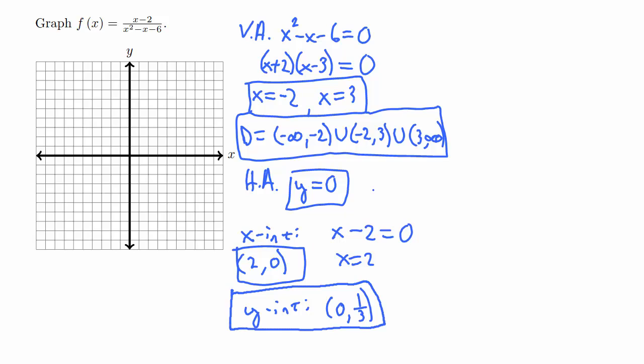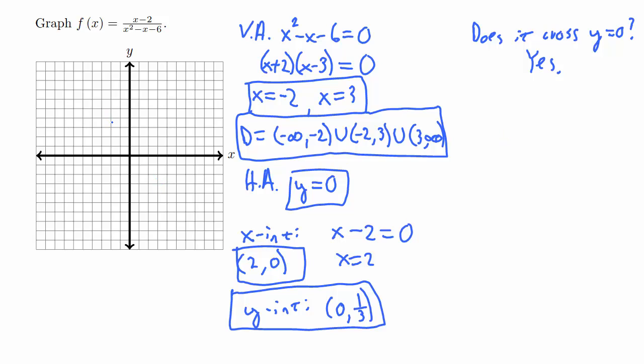Fantastic. The only other thing is, does it cross y equals 0? And the answer is yes in this case, because the horizontal asymptote was y equals 0 and we had an x-intercept. If this was any number besides 0, we'd have to solve another equation.